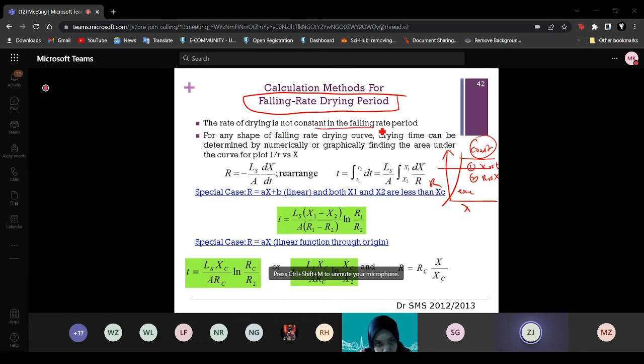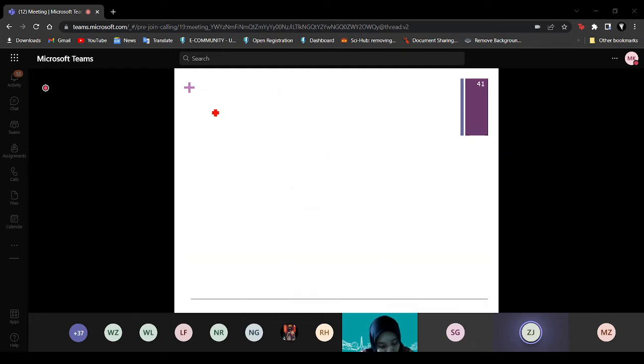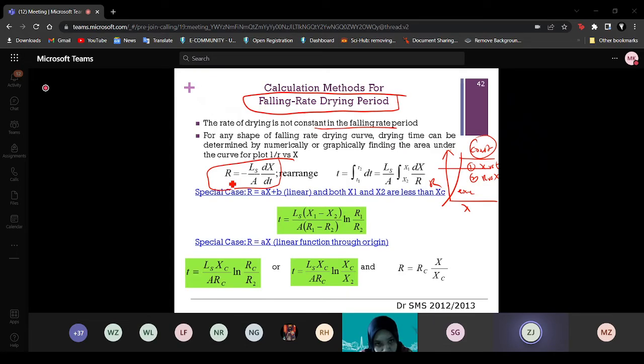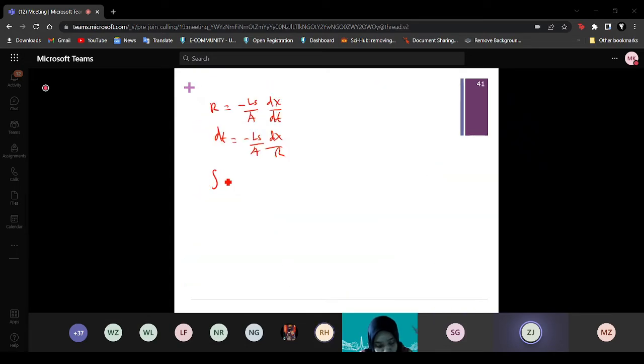In the falling rate, what happens is that we come back to the same general equation: R equal to minus Ls over A dx over dt. You integrate it again: dt equal to minus Ls over A dx over R. So t here is equal to minus Ls over A, integration of dx over R. In the constant rate period, since R is constant, you can pull it out.